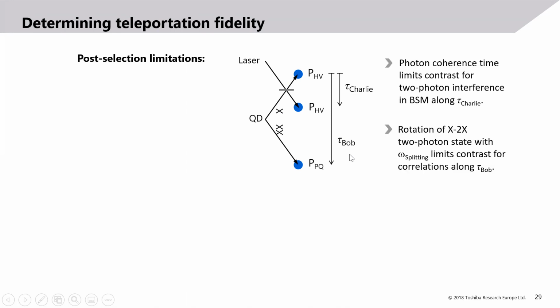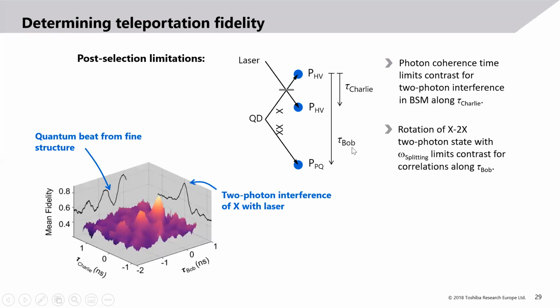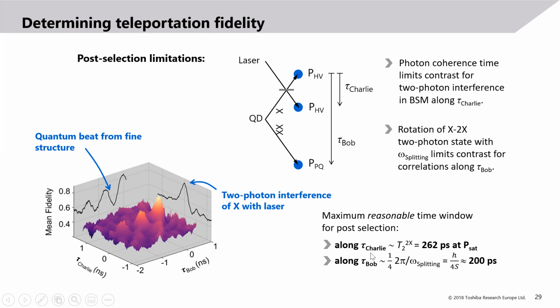So just to go through this, this rotation will limit the time scale for how long we can measure teleportation at Bob. In the end, our measurement looks like this. Along Charlie's axis, we just see a peak where the width of this peak is given by the coherence time of our exciton photon. And along Bob's axis, we see an oscillating pattern where the quantum beat comes from the fine structure splitting of the quantum dot.